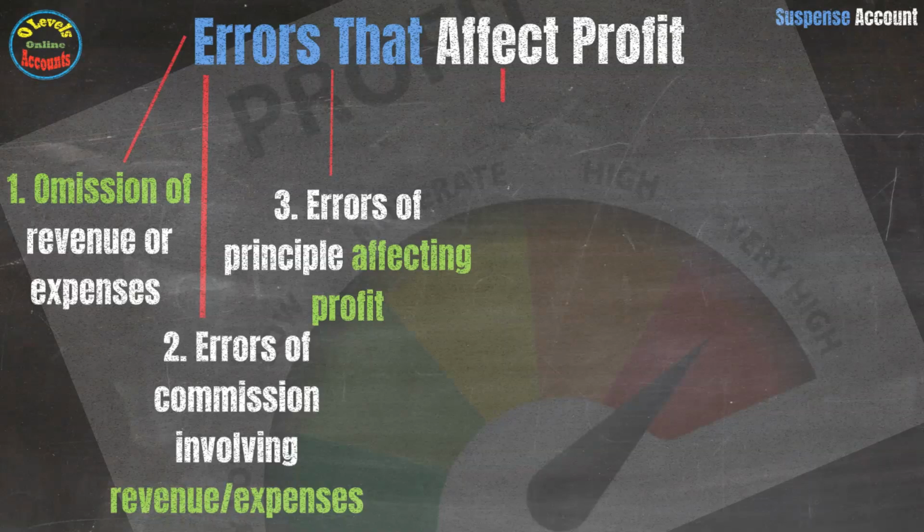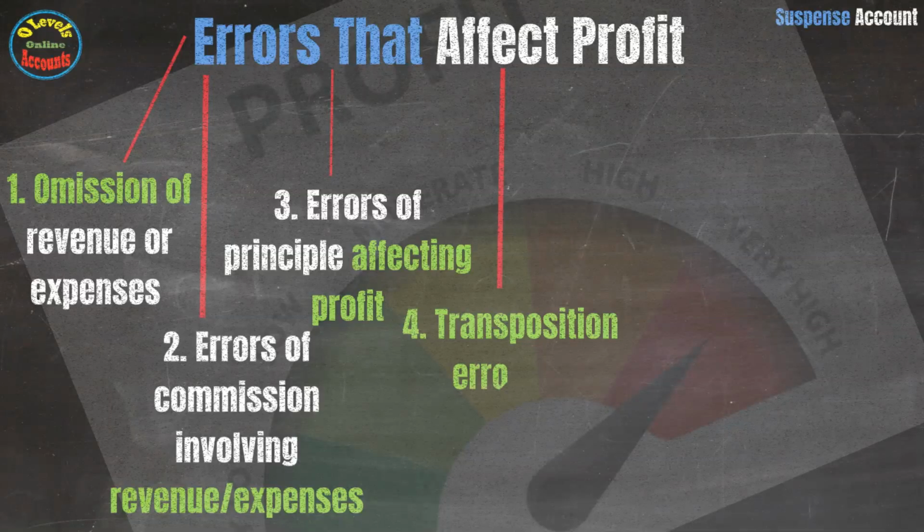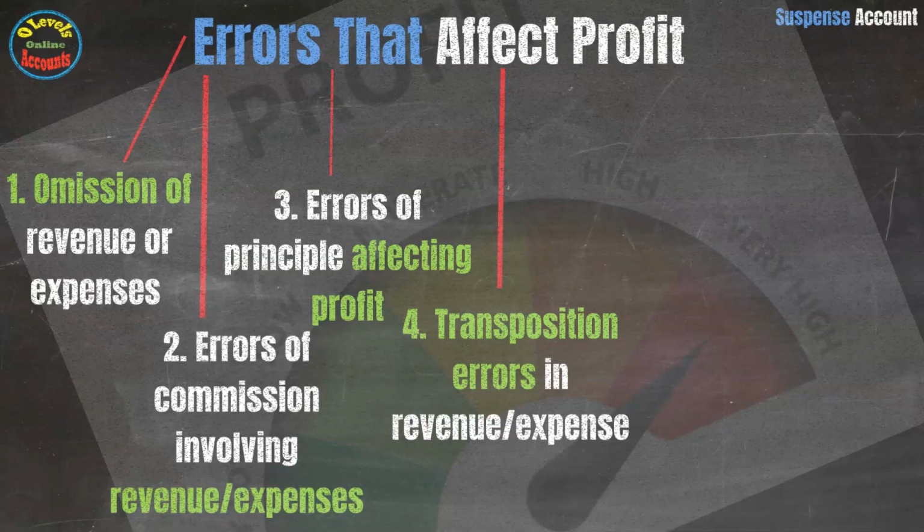Number 4, errors of transposition affecting revenue or expenses. These errors occur when digits in a figure are reversed, affecting the amount recorded. If the error occurs in revenue or expense accounts, it directly affects profit.